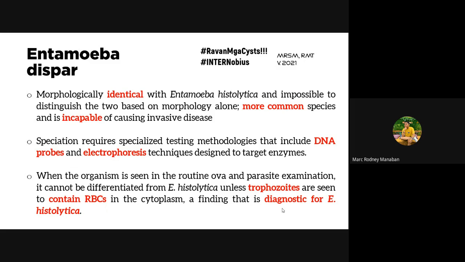Okay, all right, but morphologically identical, the cysts are the same, the trophozoites are the same. But again, the presence of RBCs is diagnostic, really specific for Entamoeba histolytica, because your Entamoeba dispar trophozoites do not ingest RBCs. Okay, that's for Entamoeba dispar.